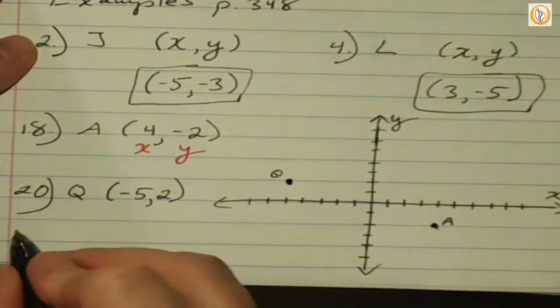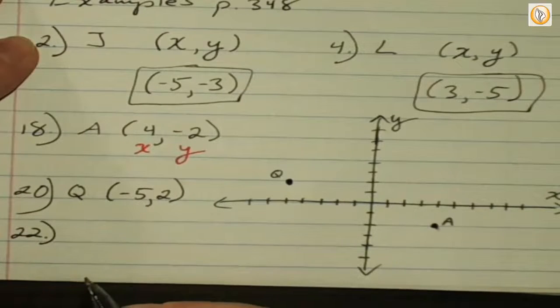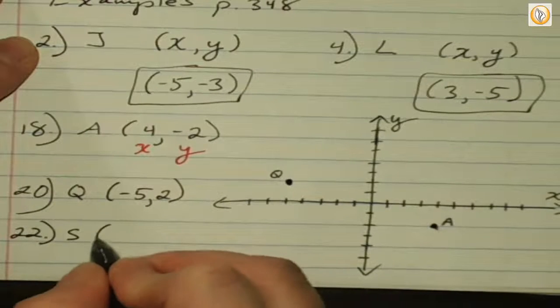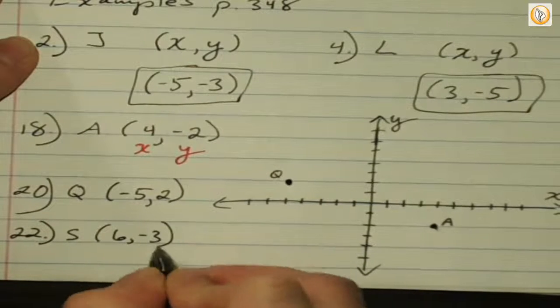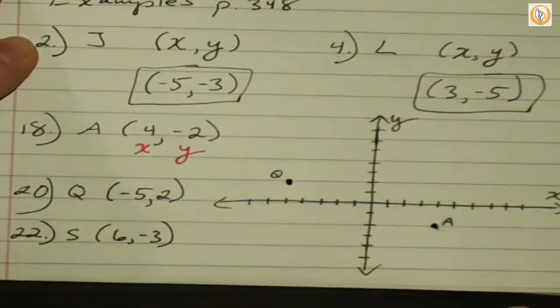Okay, let's do 22. S is 6 and negative 3. Kelly?